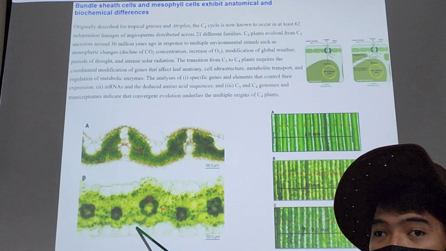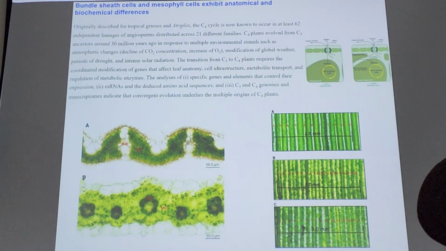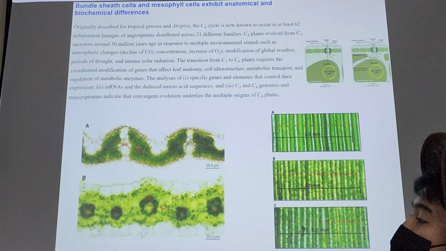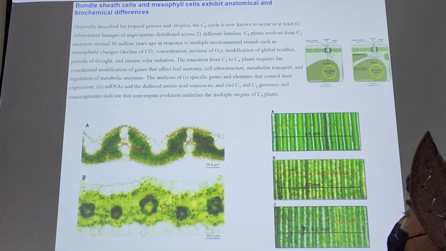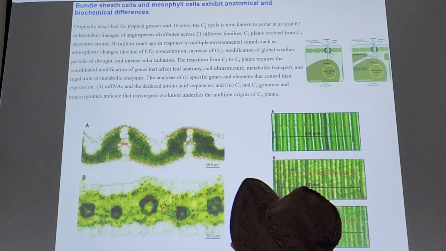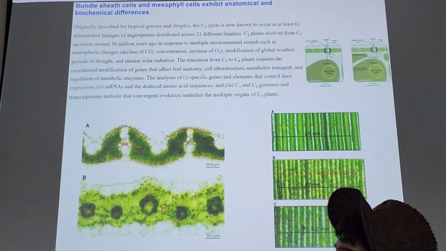In the bundle sheath, right? So this is the Kranz tissue, so to speak. So what about the rest of it? The rest of it is just to fix the CO2 and then shuttle to the bundle sheath cell, and then once the sugar has been formed in the bundle sheath cell, it goes straight into the vascular bundle.